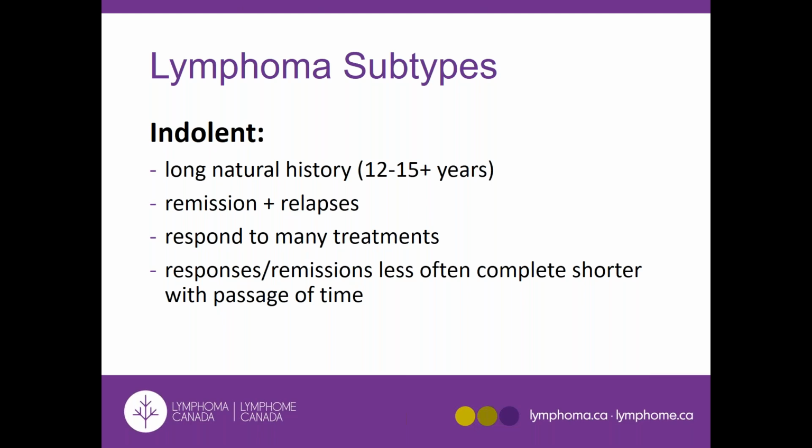intermittently potentially needing treatments that lead to remission. So there may be several remissions and relapses through that time that need further treatments. These kind of lymphomas can respond to many treatments and can do quite well. But over time, if some patients do have several responses and remissions, then the remission time can become shorter with the passage of time, or with each time a treatment is needed.